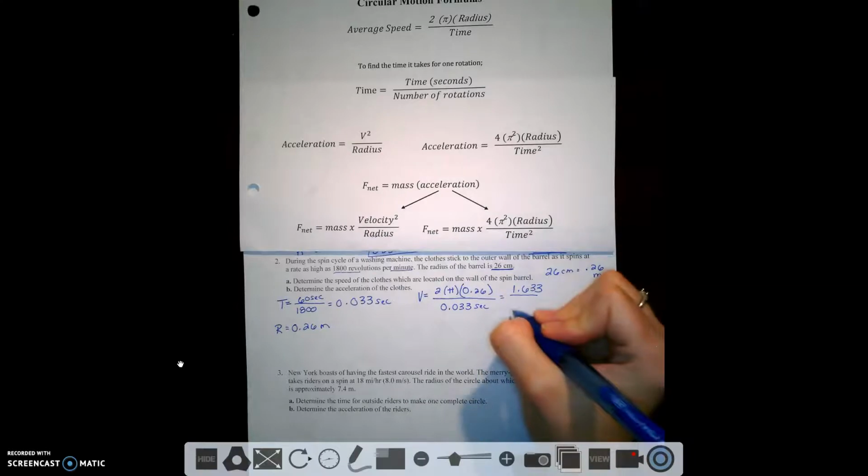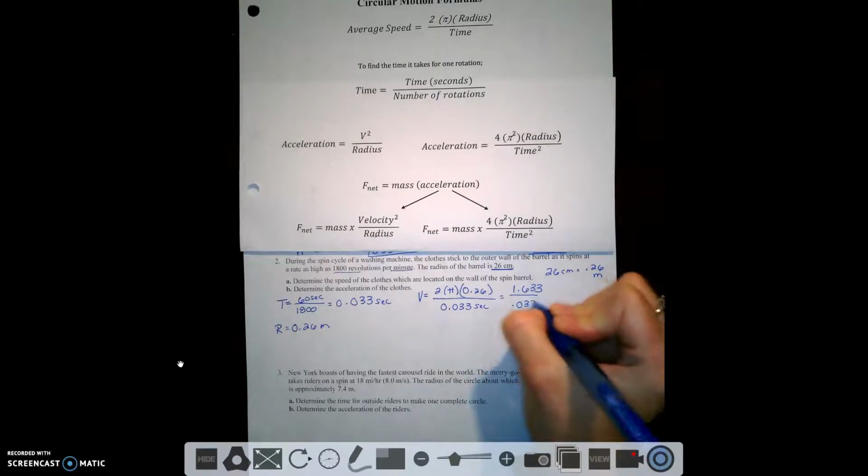And then bringing over our time. And then finally our last step would be to divide those two numbers together. And our velocity would be 49.48 meters per second. So that's the velocity. And then the last thing they ask for is the acceleration.